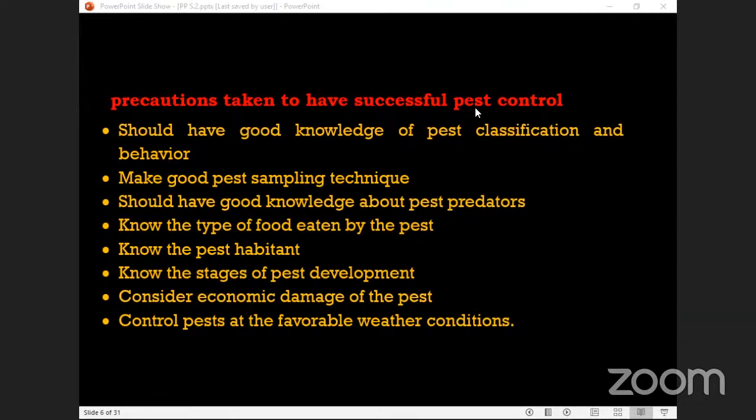The next point says, the farmer should know the stages of pest development. You should be able to know the life cycle of the pest in question, the pest you want to control. And when is it more dangerous? Is it more dangerous when it is an adult, or when it is still a nymph or a larva?